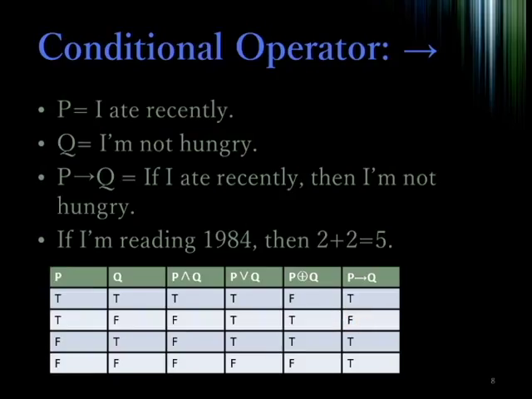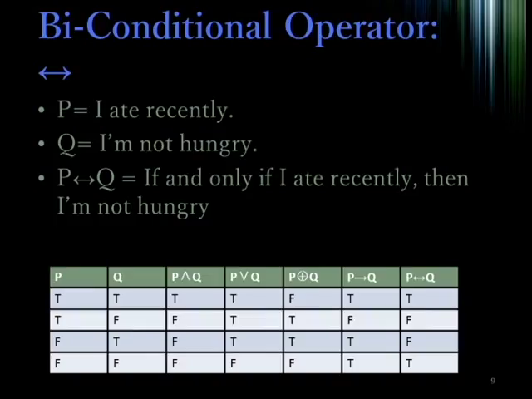The last operator is the biconditional operator. This would be P if and only if Q. This statement says that P can be true if and only if Q is true, and also vice versa. This also means that if both are false, P if and only if Q is still a true statement, because neither P nor Q is true without the other one being true.